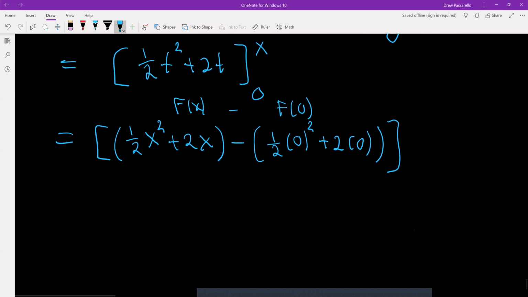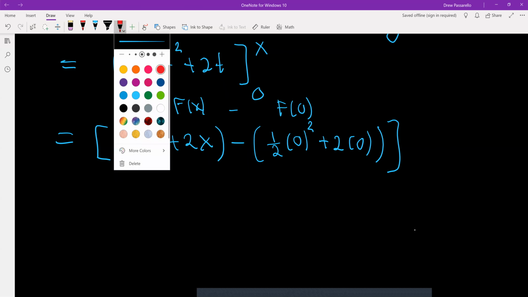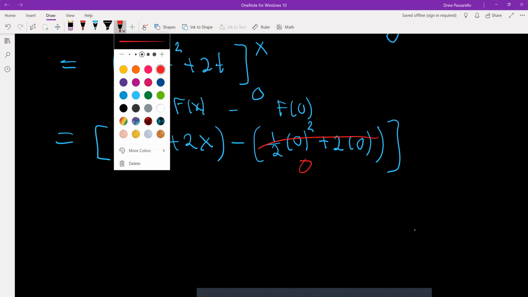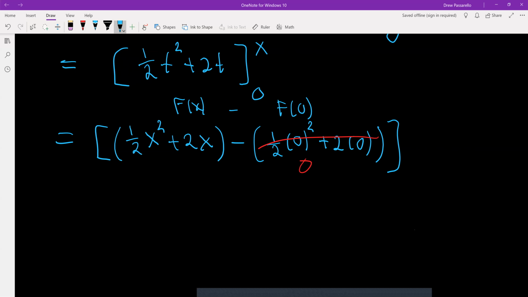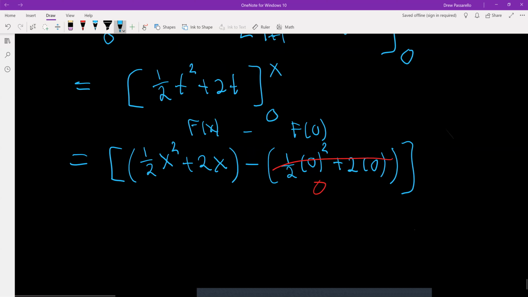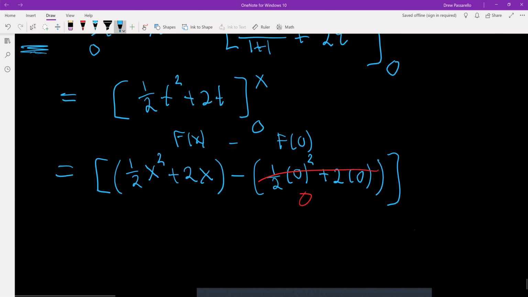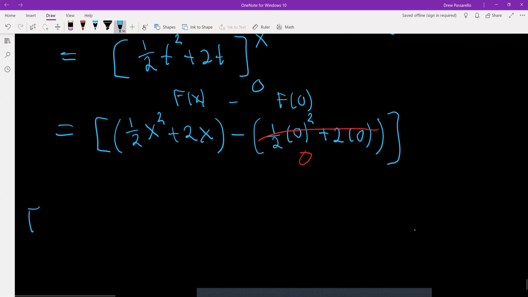All right, so that's just our capital F of x minus capital F of 0. Fundamental theorem of calculus, the first part. So the part involving 0, that's all 0, so I can ignore that, and I get 1/2 x squared plus 2x. Now mind you, all of this is equal to capital F of x. So we did that integration to get capital F of x equal 1/2 x squared plus 2x. All right, that's our answer for part A.